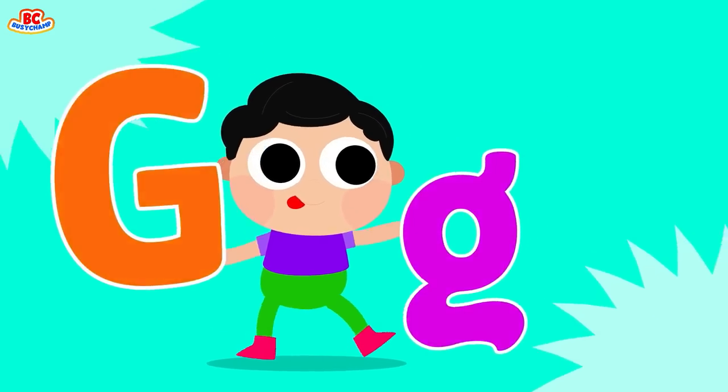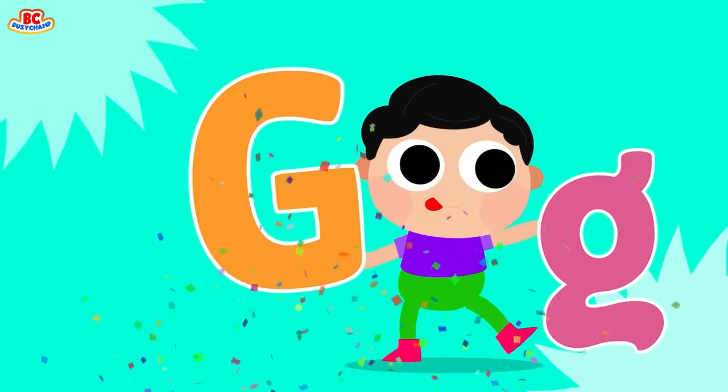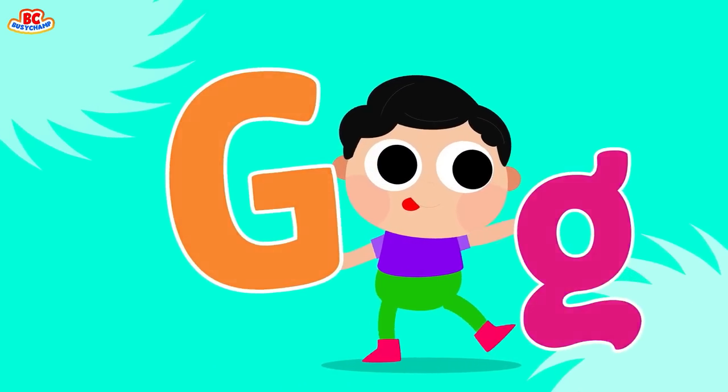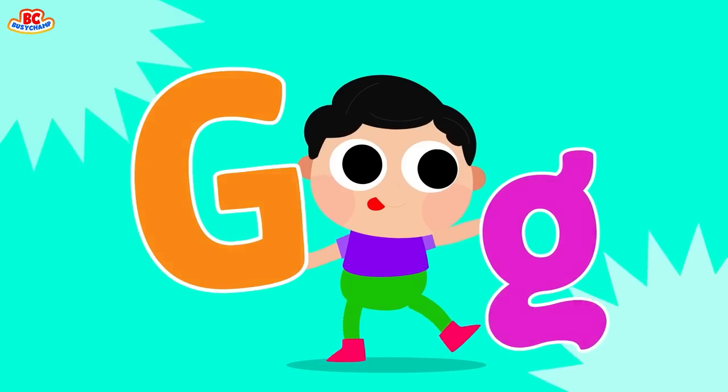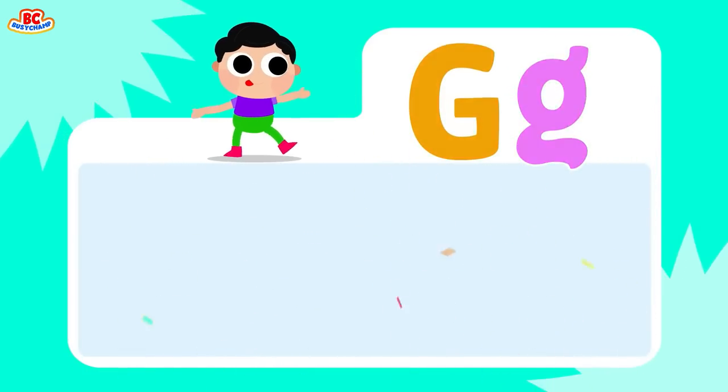Which alphabet can you see in my hands? I have the letter G in my right hand. And it sounds G in my left hand. And there are so many words that begin with letter G.